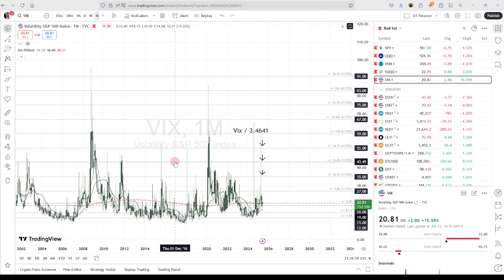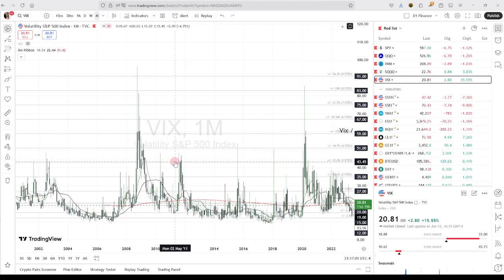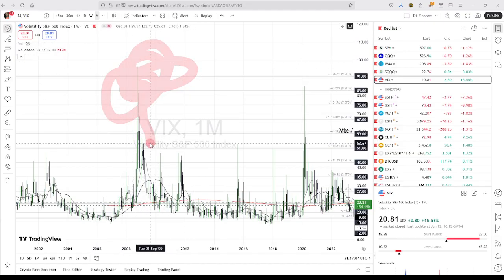Well, I'll tell you what, in 2008, right here, this spike in the VIX right here, you see it. In 2008, this big old spike in the VIX right here. They said, I tell you what, we're going to buy some assets from the bank.